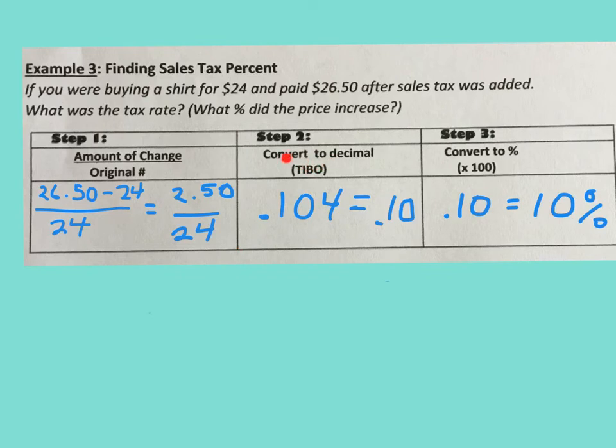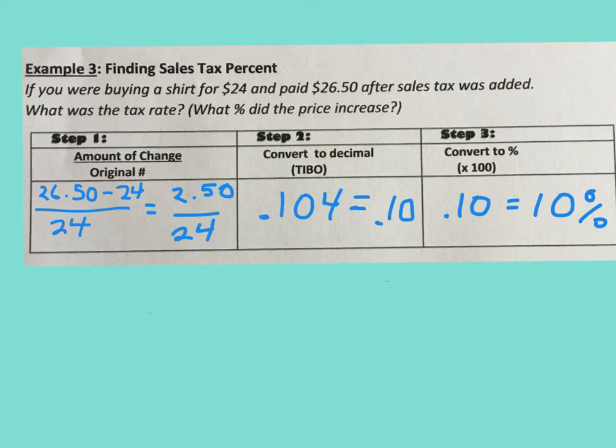So I converted that to a decimal. $2.50 divided by 24 got me 0.104 or 104 thousandths. And then I rounded it to just two places. And then I converted the decimal to a percent. So I moved the decimal 2 places over and added the percent sign. And I got 10%. So my answer to my problem, what was the tax rate? It was a 10% tax because it increased my price by 10%. So my tax rate must have been a 10% tax.